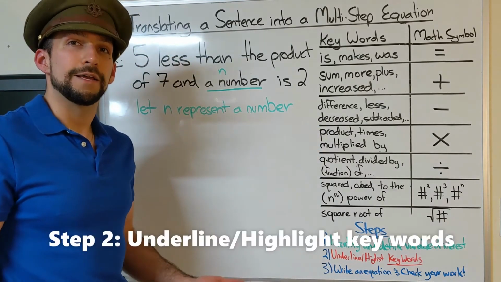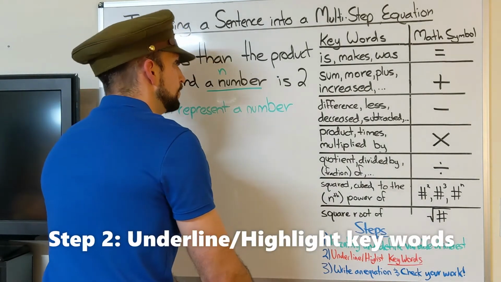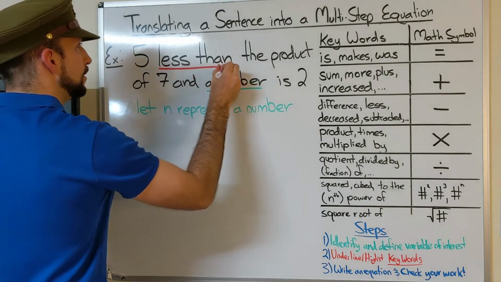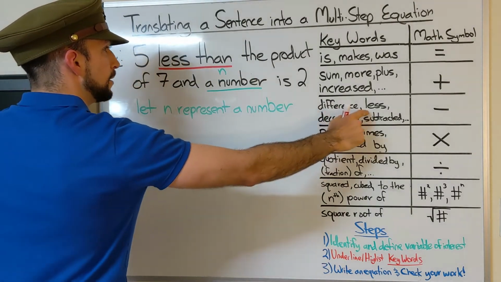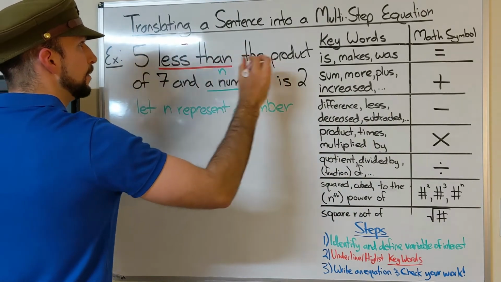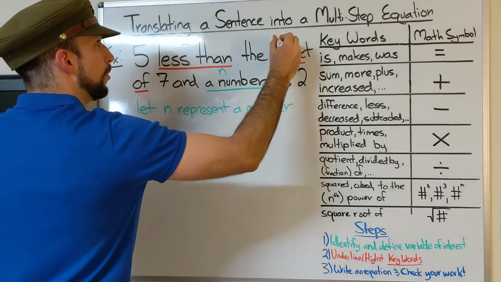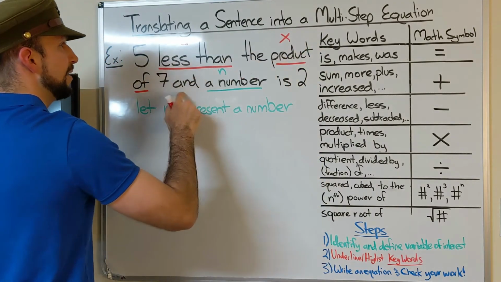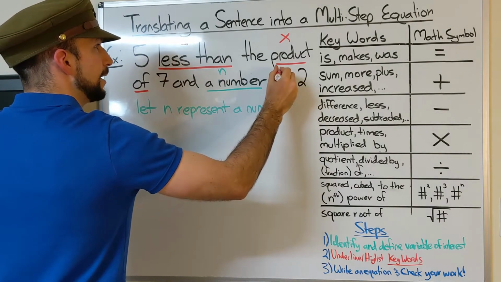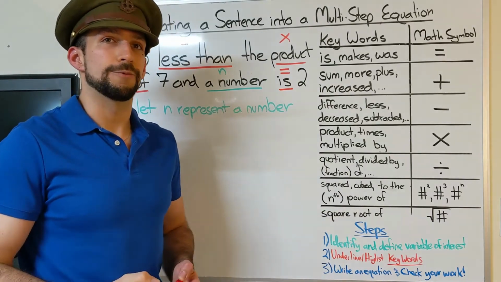Next, we're going to highlight or underline our important information. We see the phrase less than, which is going to mean subtraction. The product is going to mean multiplication. 7 and a number is 2. Is our signpost that we're going to be putting our equal sign there.